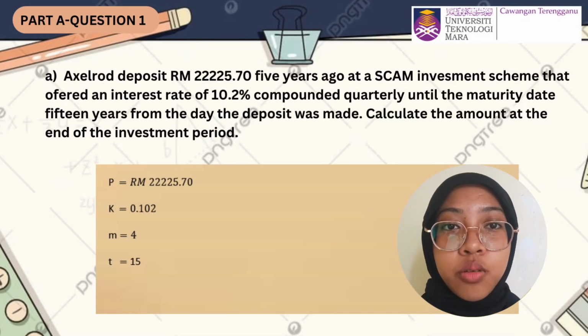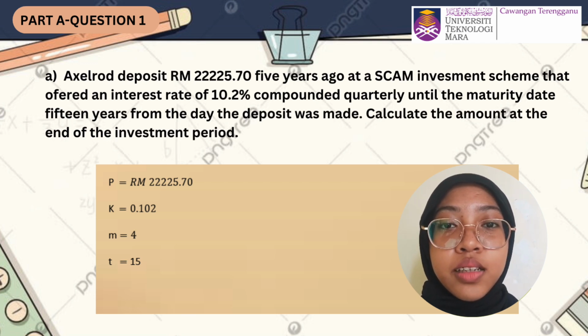Part A, question number 1. Calculate the amount at the end of the investment period. For P, we have 22,225 and 7 cents. Similarly for r, it is 0.102. Next for m, we have 4, and lastly t is 15.